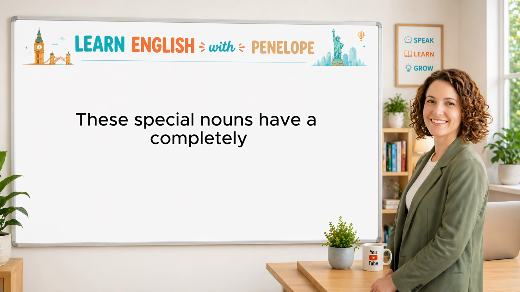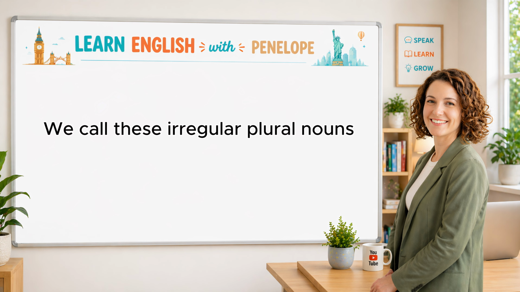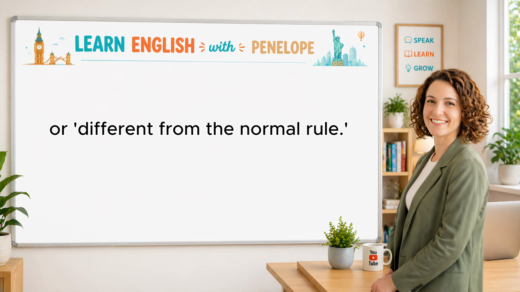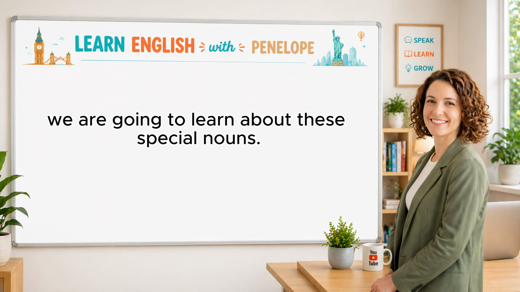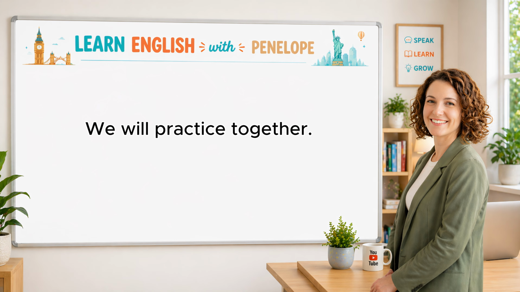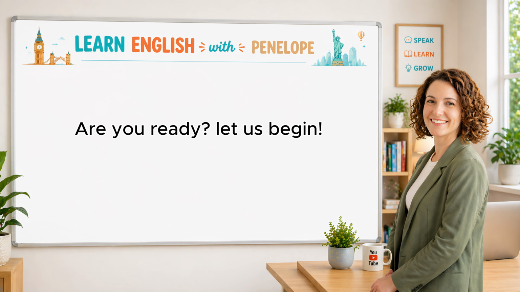But, and here is the important part, some nouns do not follow this rule. These special nouns have a completely different word in the plural form. We call these irregular plural nouns. Irregular means not regular or different from the normal rule. So today, we are going to learn about these special nouns. We will look at many examples. We will practice together, and by the end of the lesson, you will feel much more confident about using them. Are you ready? Let us begin.